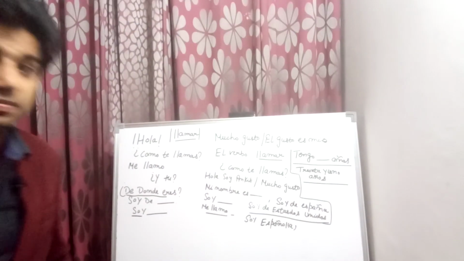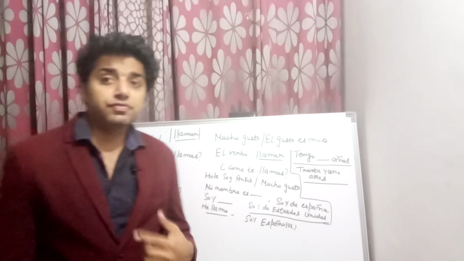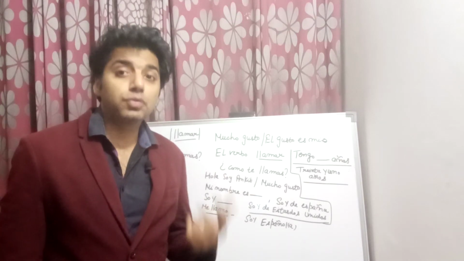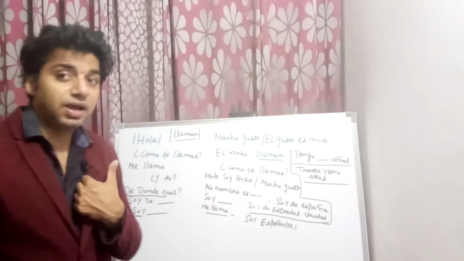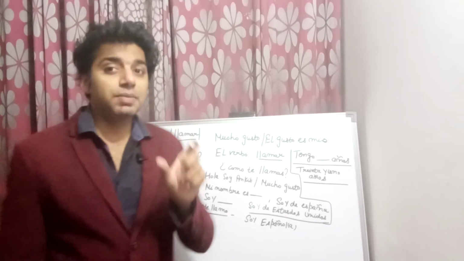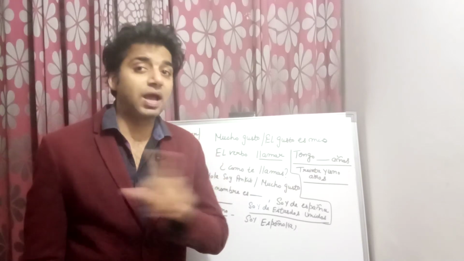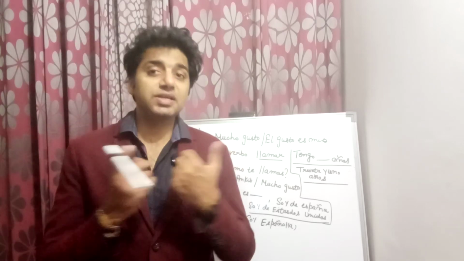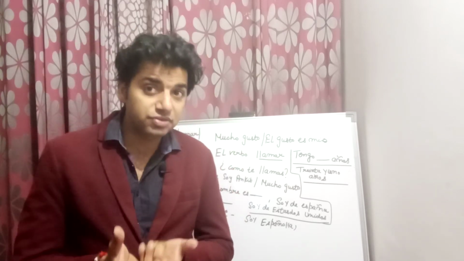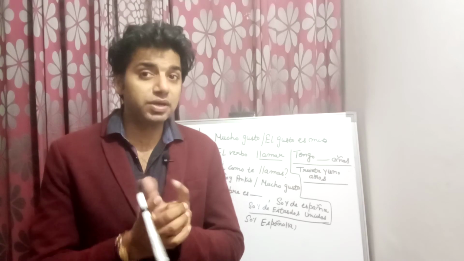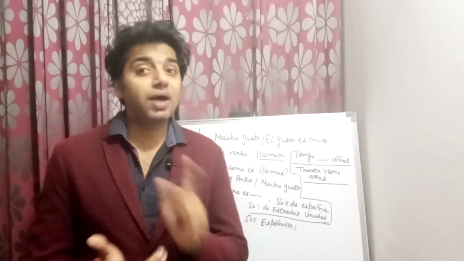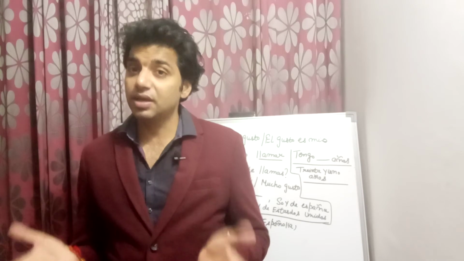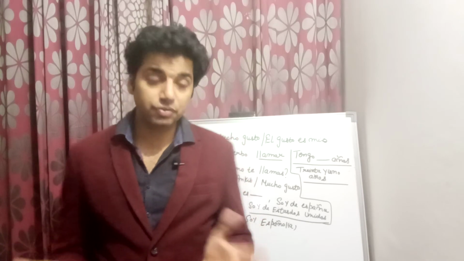¿De dónde eres? So if I'm saying I am from Colombia, soy de Colombia. If I'm telling my nationality, I can only use soy. I will not use soy de. I cannot use soy de for nationality. If I am from a place, that is soy de Colombia. Is that clear to you?